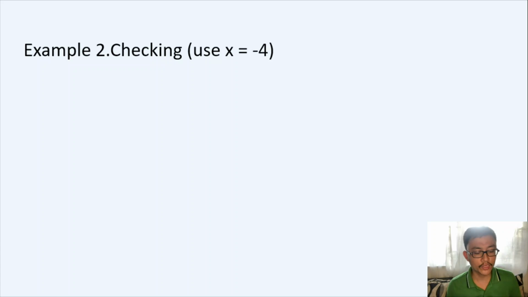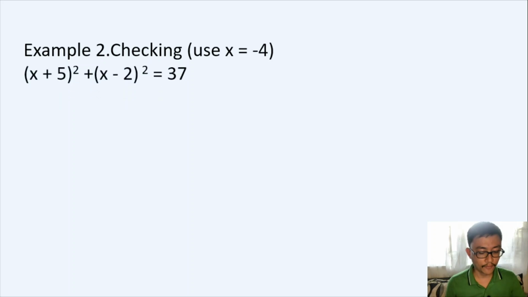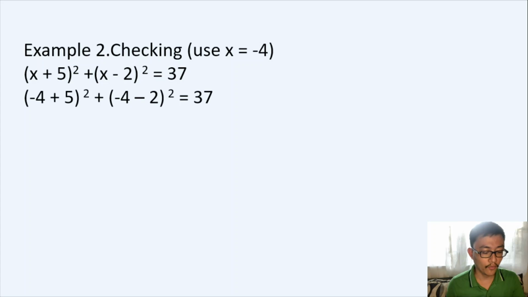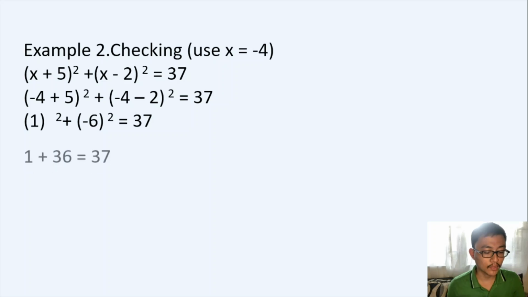Check natin using x equals negative 4. So, we have the original equation. O lahat lang ng variable x, palitan natin ng negative 4. So, that's negative 4 plus 5 quantity squared plus negative 4 minus 2 quantity squared equals 37. So, negative 4 plus 5 is positive 1. Negative 4 minus 2 is negative 6. So, 1 squared plus negative 6 squared equals 37.